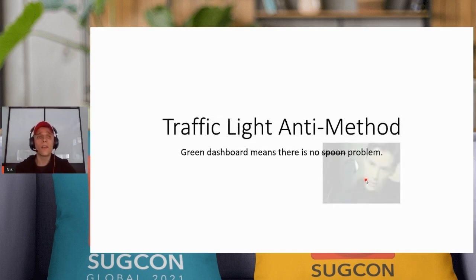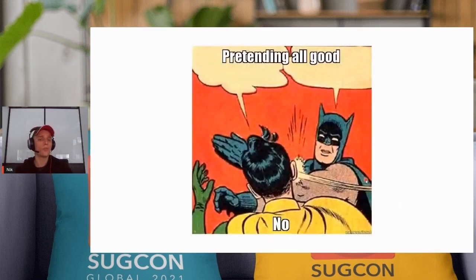The next is the traffic light anti-method. We have an advanced enterprise-grade monitoring system that costs billions of dollars. Should there be a problem, we would have already caught it. So our dashboard is green, there is no problem. It's like pretending, all good. No, that's not our way.